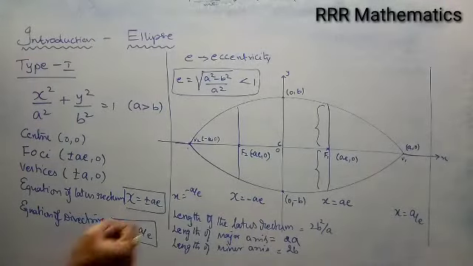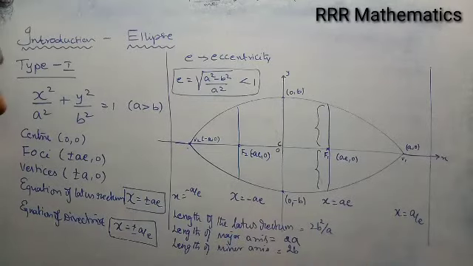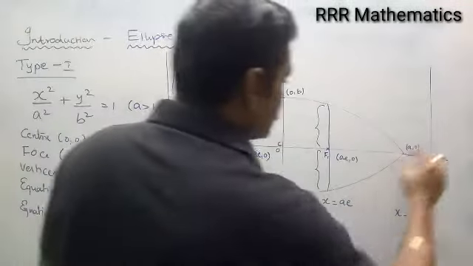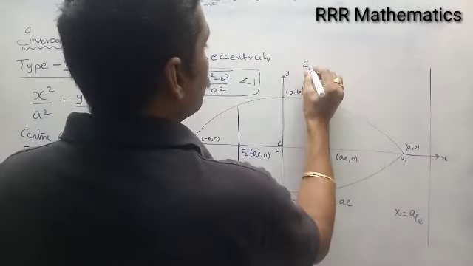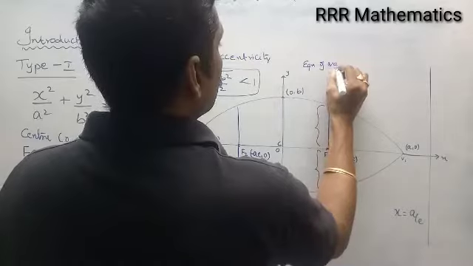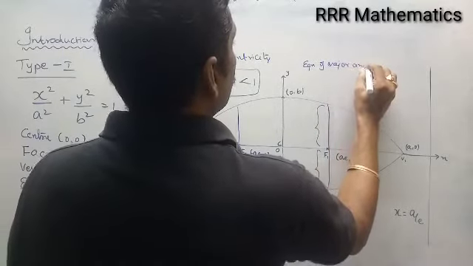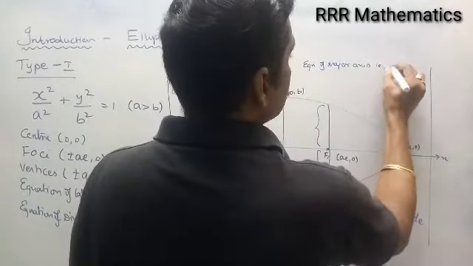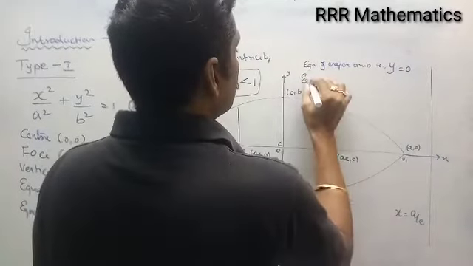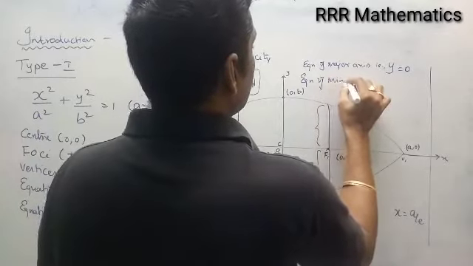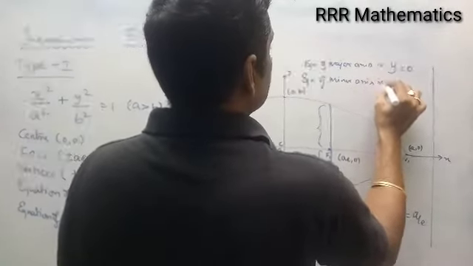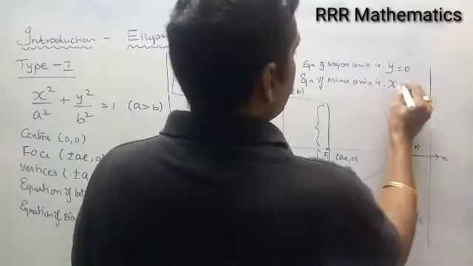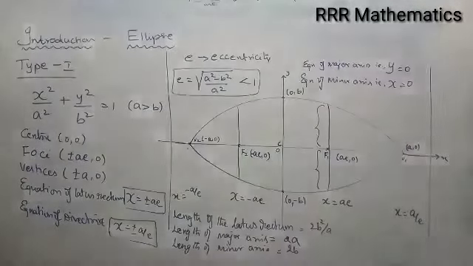Got it? We have center, foci, vertex, latus rectum equation, directrix equation, length of latus rectum, length of major axis, length of minor axis, equation of major axis. What is equation of major axis? Major axis is x axis. The equation is y equal to 0. Equation of minor axis, that is y axis, whose equation will be x equal to 0.